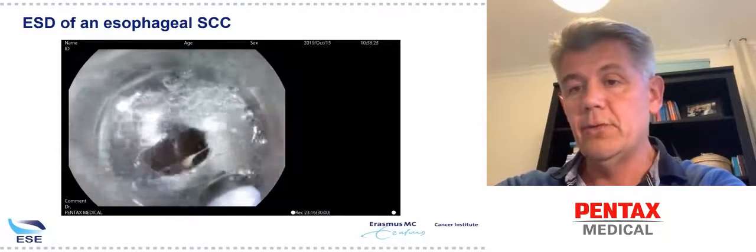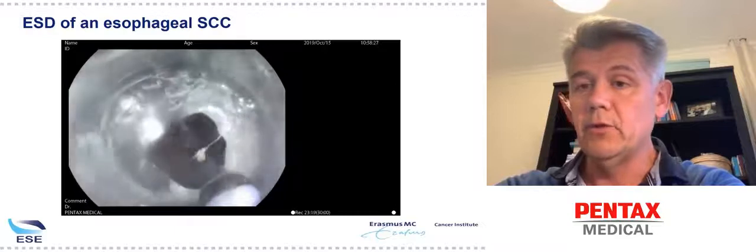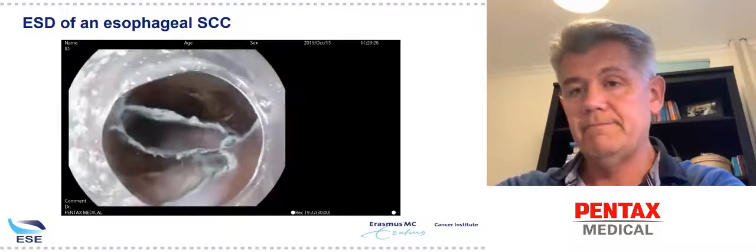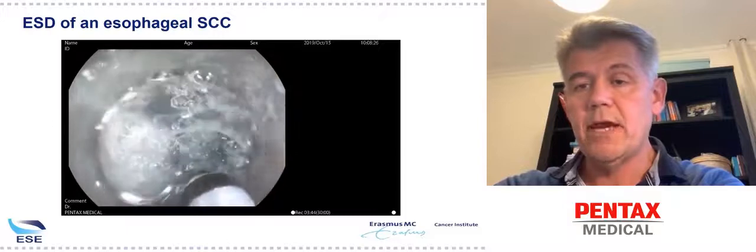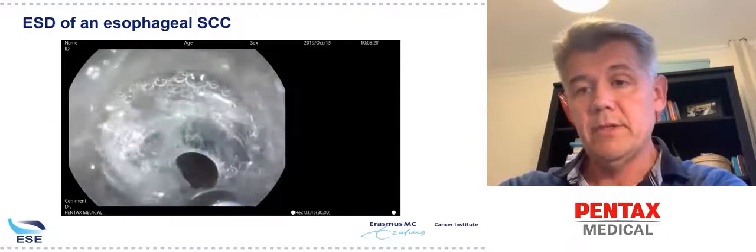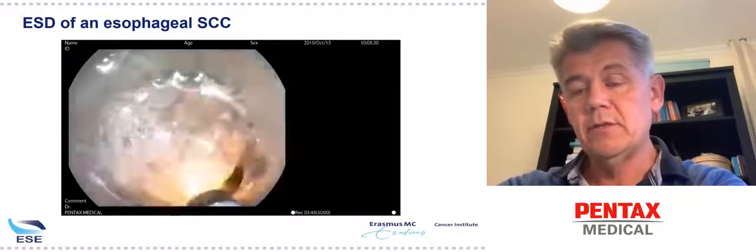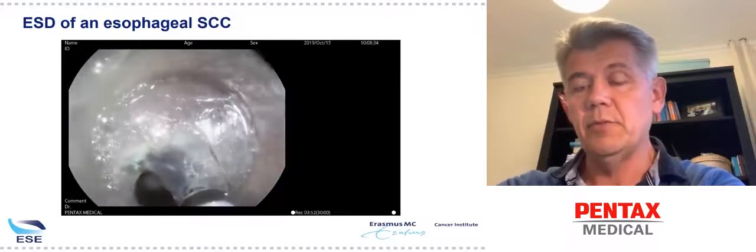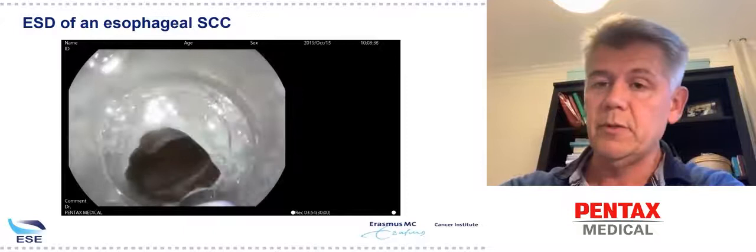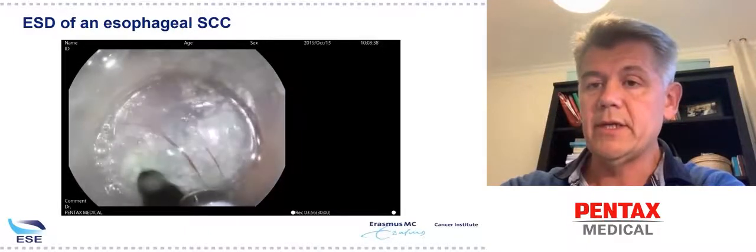So we perforate back to the normal esophageal lumen, and now we have 2 tunnels, as you can see here. So the specimen is now suspended with 2 tissue bridges. We try to cut the bridges as far as possible before we cut the most proximal part of it, and then we can take out the whole lesion.